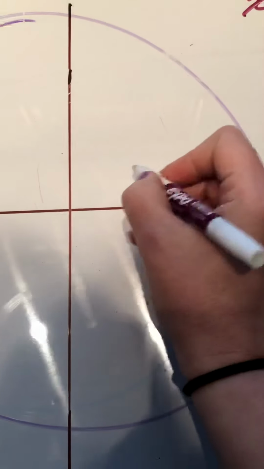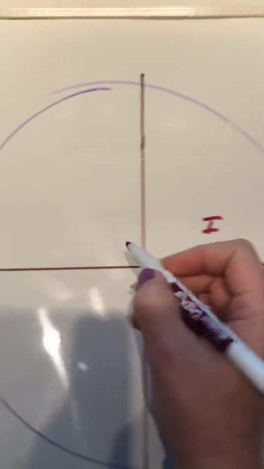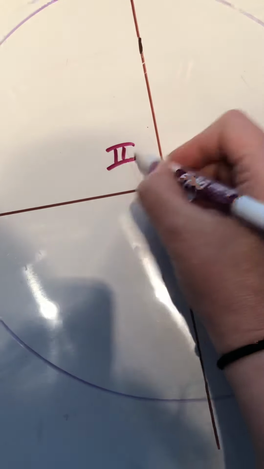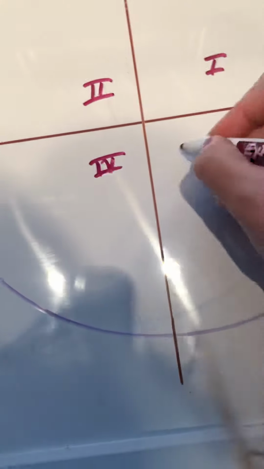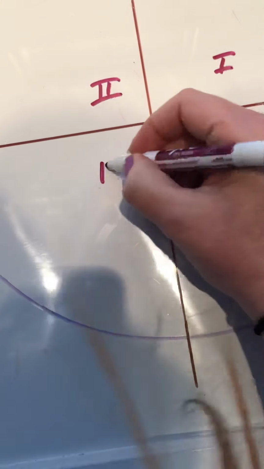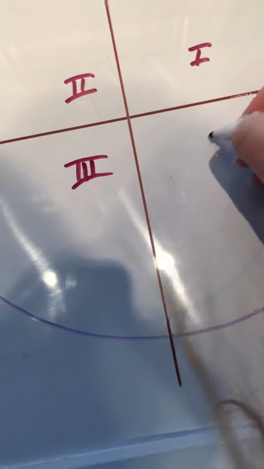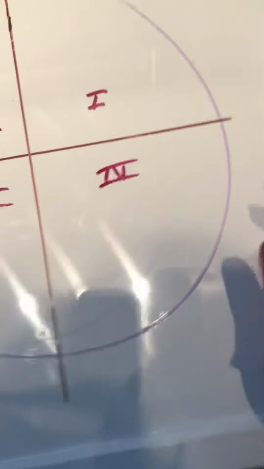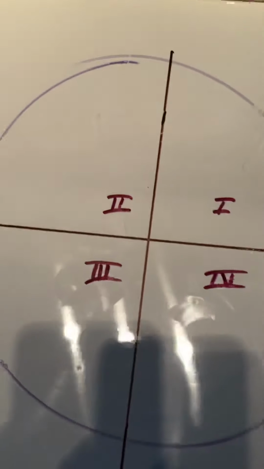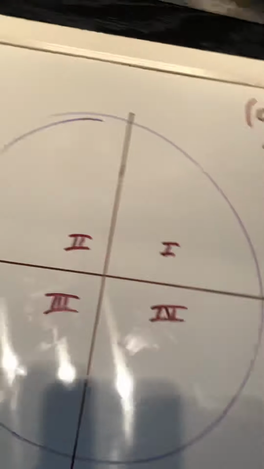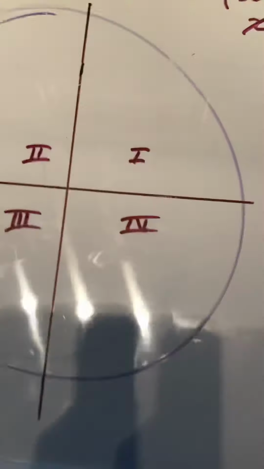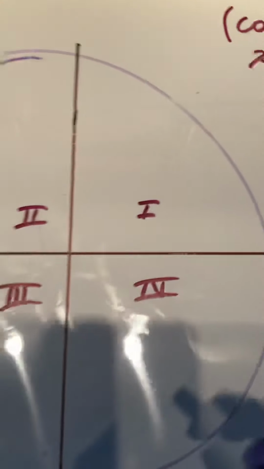So this is gonna be quadrant 1, 2, 3 and 4. All right, so we'll start with that. Damn, it's kind of hard to hold the phone on your hand and do this.